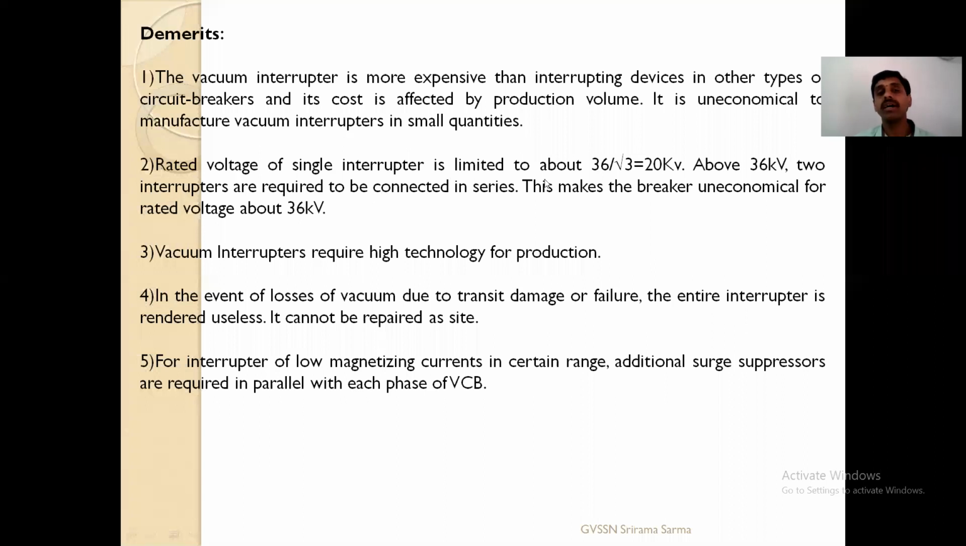Rated voltage of single interrupter is limited to about 20 kV. Above 36 kV, two interrupters are required to be connected in series. As I said, when voltage increases, interrupters are connected in series. Vacuum interrupters require high technology for production. In the event of loss of vacuum due to transit damage or failure, the vacuum is not maintained, and the entire interrupter is rendered useless. For interrupters of the low magnetizing currents in certain range, additional surge suppressors are required in parallel with each phase of the VCB. Sometimes these additional suppressors are required.